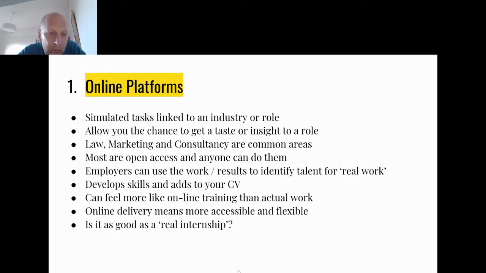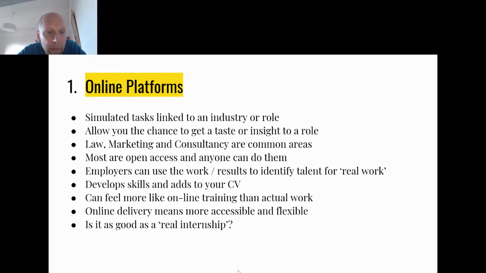And I have to say that I had a go at doing a virtual internship myself, just to get a sense of it, in the summer. And that was a little bit my experience. I felt it was good experience, but it didn't quite feel exactly like a real-world task. But the fact that it's delivered online and it's flexible about when you do it means it's much more accessible and flexible. So it's opening up opportunities to a much broader range of students.